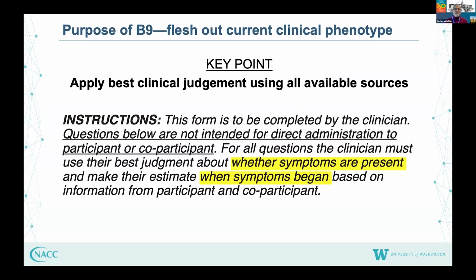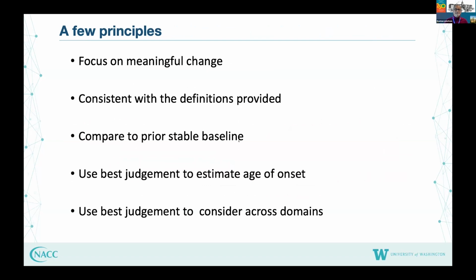So I'll summarize my points again. The purpose of B9 is to flesh out the current clinical phenotypes. We ask you to apply your best clinical judgment using all available sources. There are the exceptions at the beginning where you're asked to make judgments about cognitive change based on what the participant or the co-participant told you. We are asking this to be filled out with a clinician, and we want a rating of are symptoms present and when did they begin.